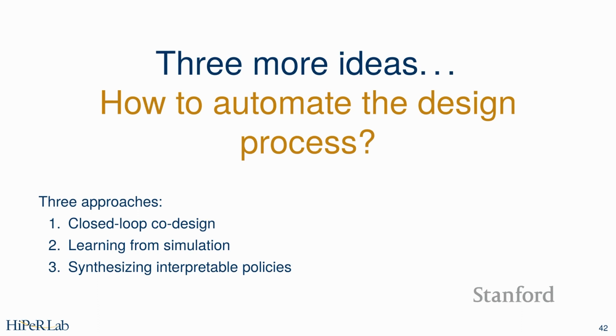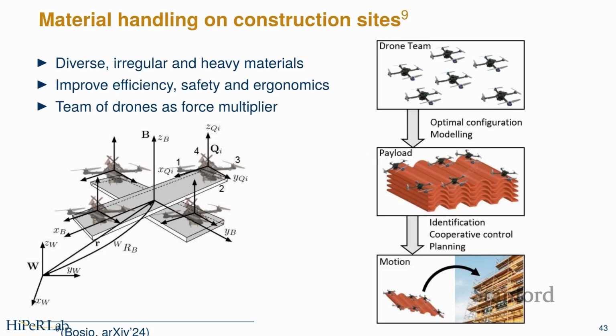So I want to talk about three ideas, depending on time, that play with this. Now, we've done nothing in terms of solving the actual problem, but these go in this direction. The first will be on designing a closed loop, or closed loop co-design, then learning from simulation, and lastly, synthesizing interpretable policies, which, if you'll humor me, hopefully fit into this bigger problem.